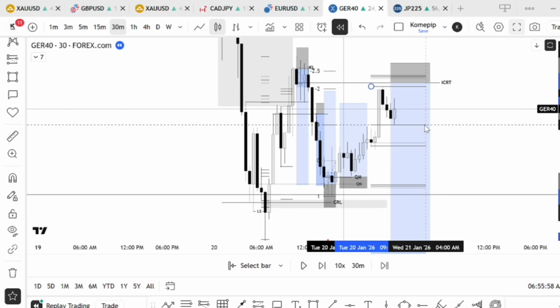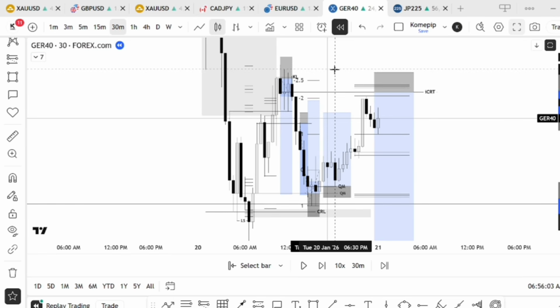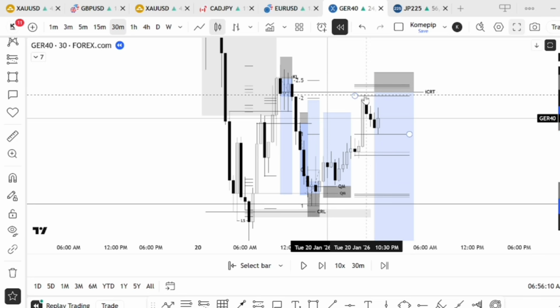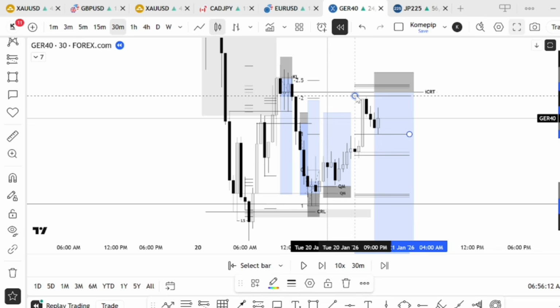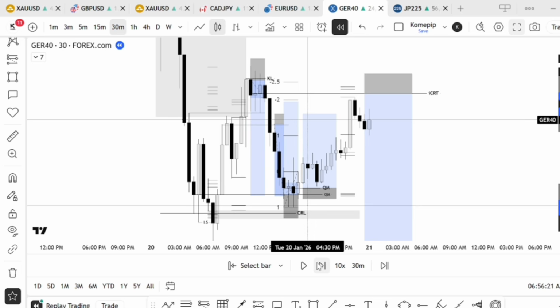Now we can choose to enter directly here, or better still, we can wait for that confirmation, because even inducement is created around that particular zone. Do you understand? So let's see. Okay, all right, it seems all right. Okay, that was a tap, almost.